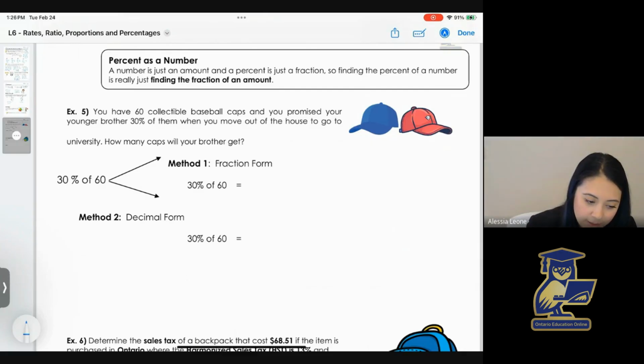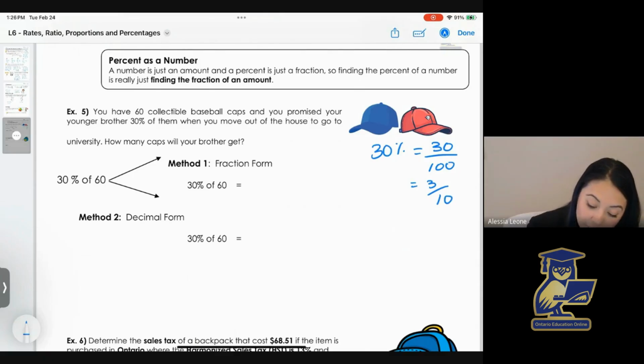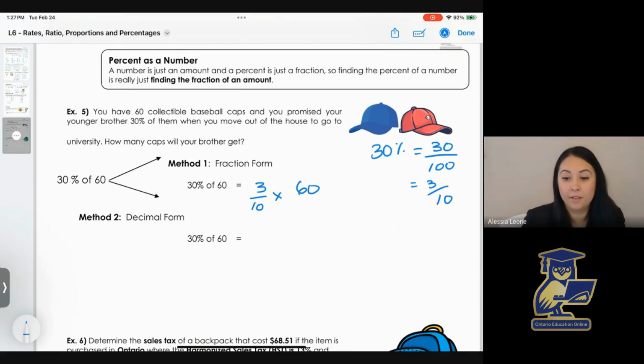Method number 1, in fraction form. So 30% is 30 over 100. So we can simplify that to 3 over 10. Now we can multiply. So let's do that. 3 over 10 times 60. That's one method you could do.